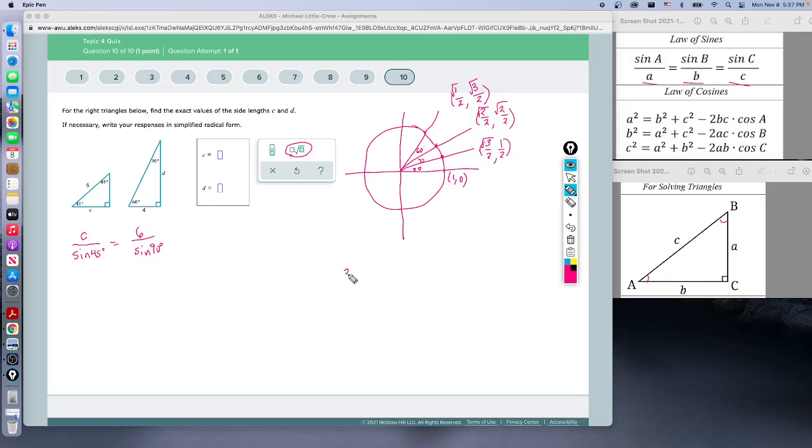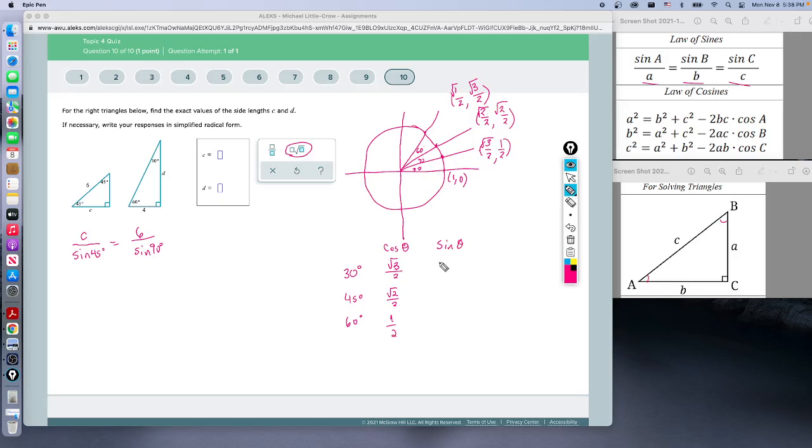So if you want to, you can make a little table: 30 degrees, 45 degrees, and 60 degrees. Cosine is the x coordinate, cosine of theta, and the sine is the y coordinate. Okay, so for cosine, 30 is going to be square root of 3 over 2, 45 is going to be square root of 2 over 2, and 60 degrees is going to be 1/2.